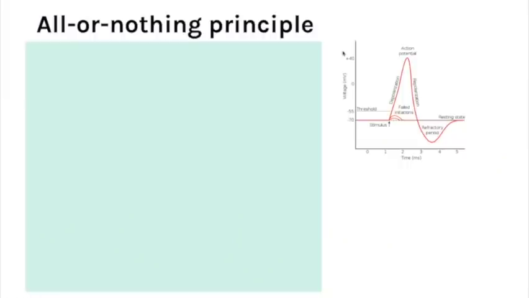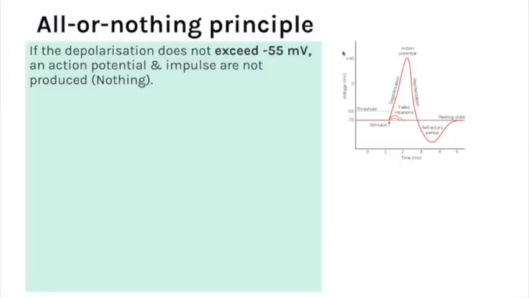Now you need to know about this all or nothing principle, and it links to the threshold. So if the axon isn't depolarized to at least minus 55 millivolts, which is the threshold to cause the rest of the action potential to be generated, then the impulse will not be produced. So what we mean by the nothing part of the principle is if the stimulus isn't large enough to cause a voltage increase to at least minus 55 millivolts, then nothing more will happen. And that's what this bit is showing you here, some failed initiations of an action potential.